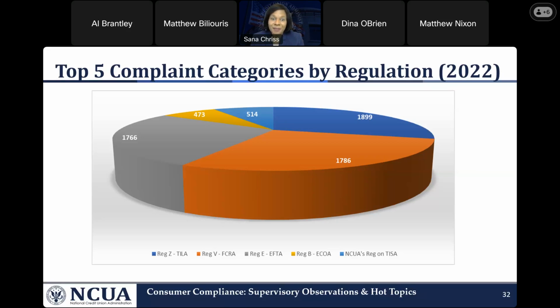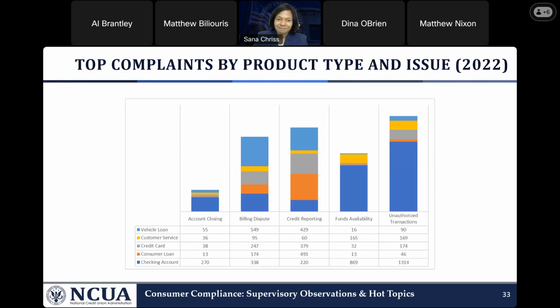And the bottom 2 among the top 5 include NCUA's regulation on TISA, the Truth in Savings Act, and Regulation B, which implements the Equal Credit Opportunity Act. Again, these 2 laws always make the top 5, and they vacillate in terms of the rank between the bottom 2. Next slide, please.